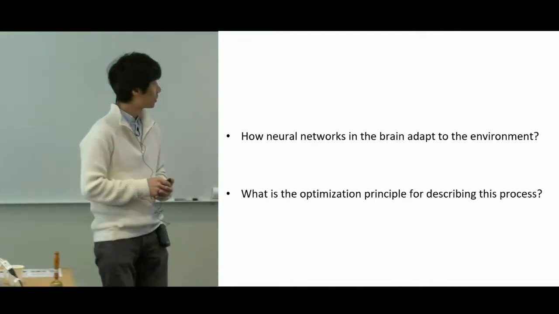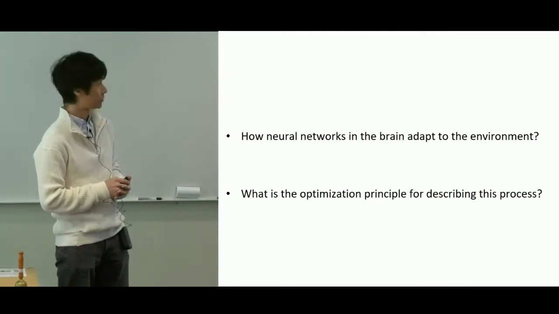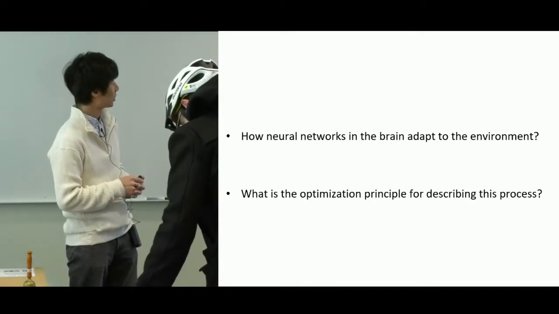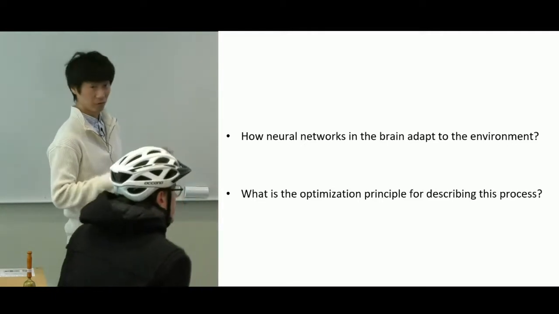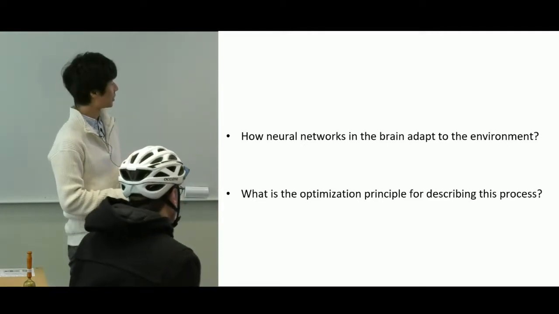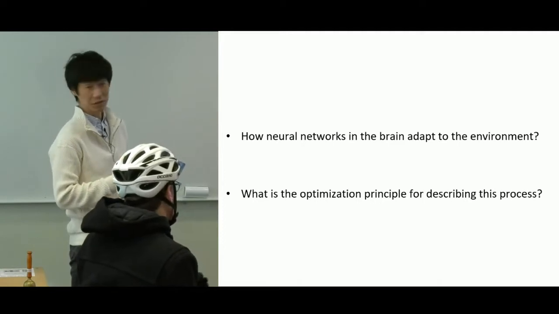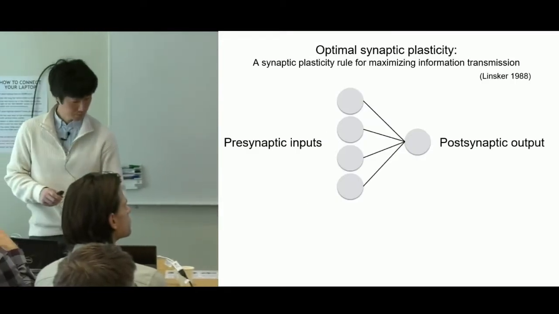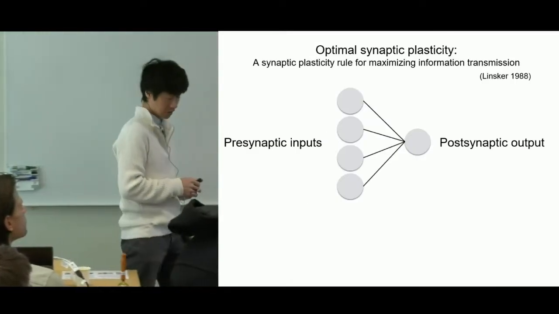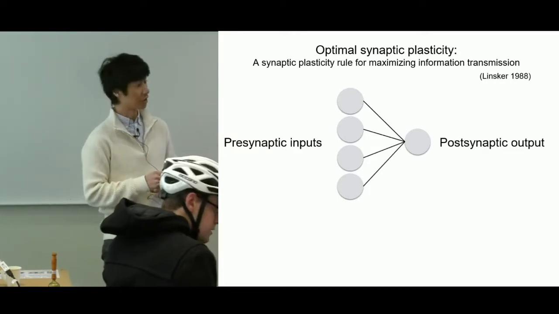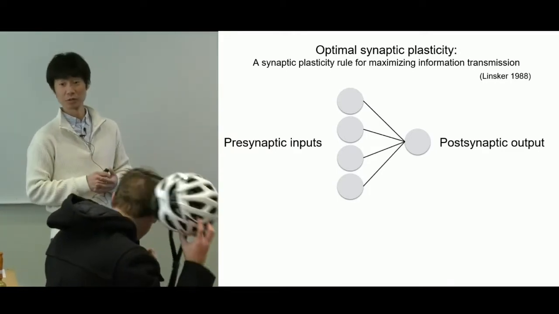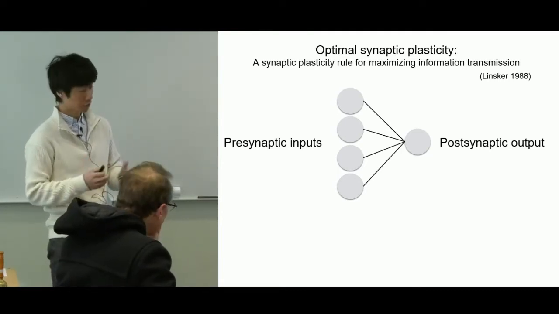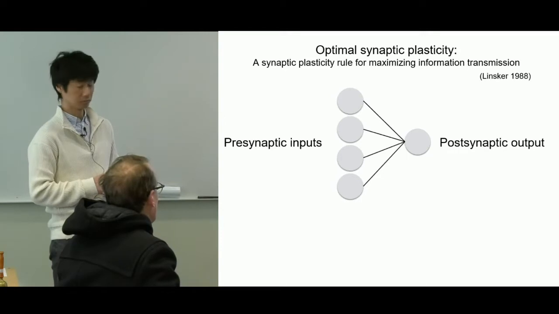And the two general questions that I would like to ask are how neural networks in the brain adapt to the environment, and, following the Darwinian theorem, what is the optimization principle for describing this process? So what's important in this kind of thinking is what is the cost function or the utility function. Simple enough to work on and give interesting predictions.